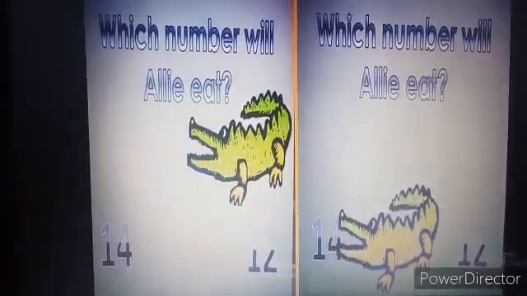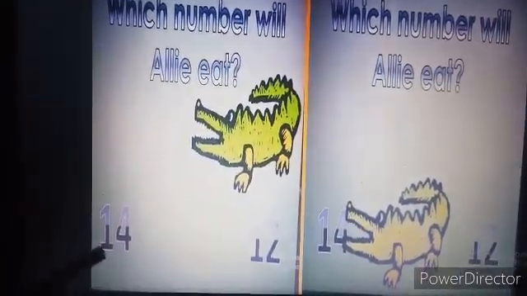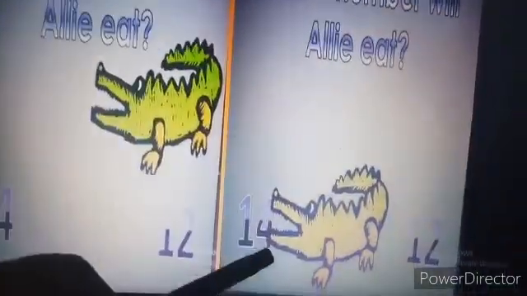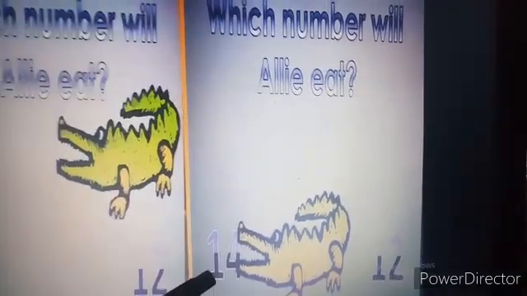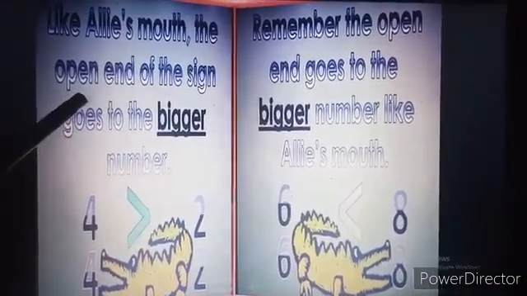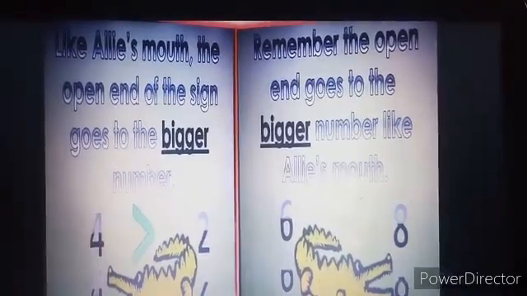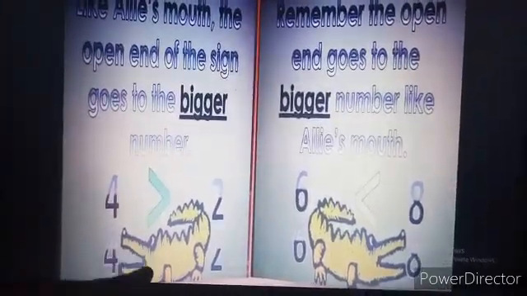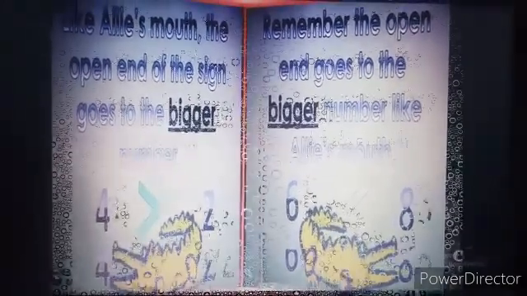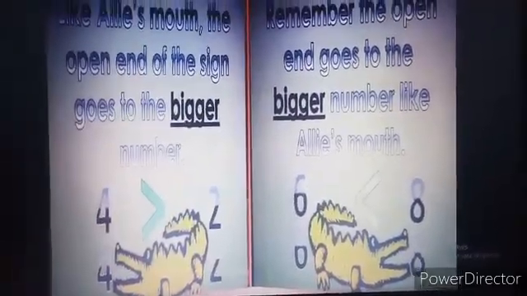Understood? Now tell me children, which number will Ali eat? Here two numbers are there, 14 and 12. As you all know, Ali loves to eat the biggest number. So he will eat this 14 number. Understood? So like Ali's mouth, the open end of the sign goes to the bigger number. Can you see the mouth of the alligator, this Ali? It looks like this. And this sign is a symbol of greater than.